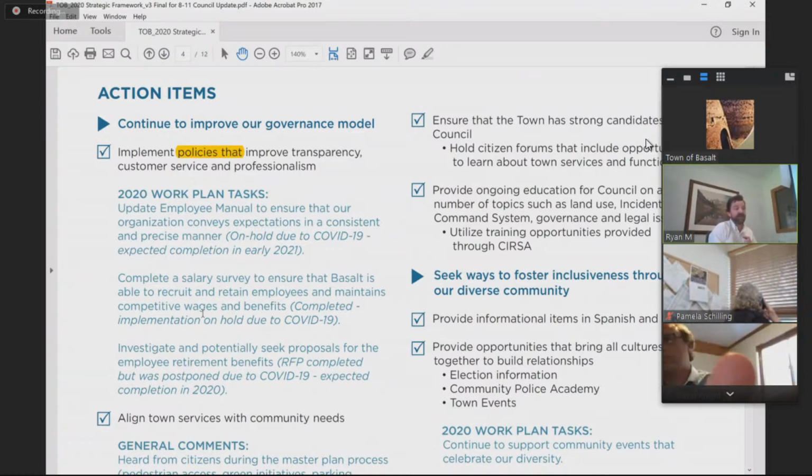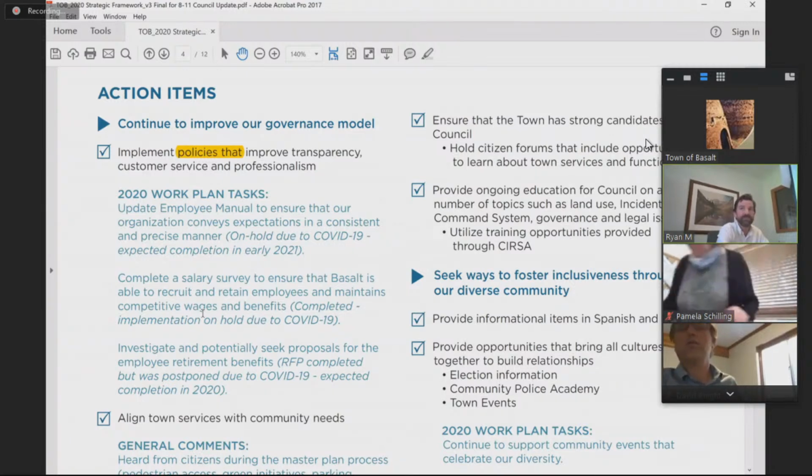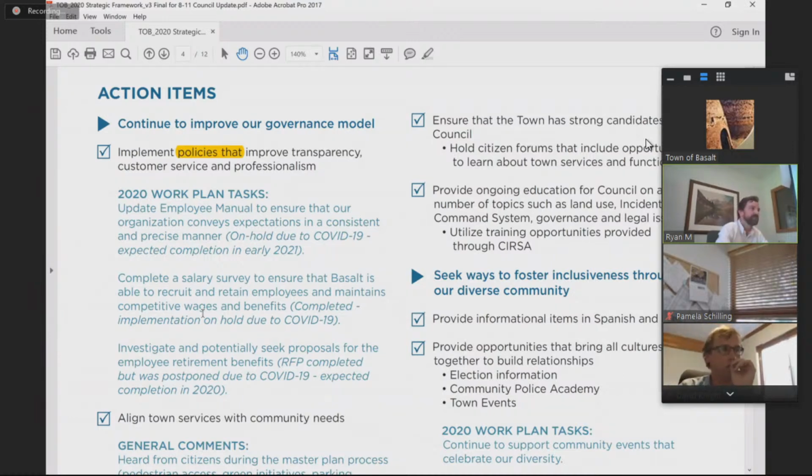All 3 of these have been affected by COVID, but that's not to say we haven't made progress on them. The first one, however, is the employee manual. That's a work in progress. We don't think we'll be able to finish that one out in 2020 because we're waiting on some other items before we can forge ahead on that. So that one I think will move over to a 2021 work plan.